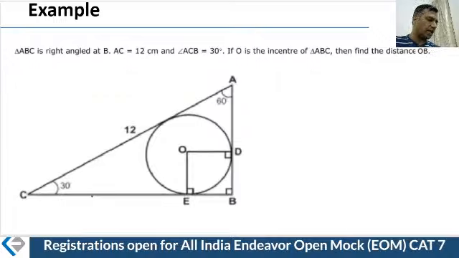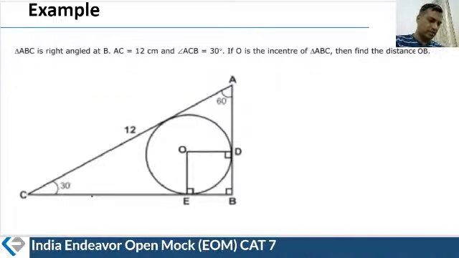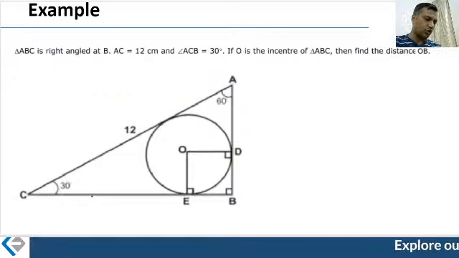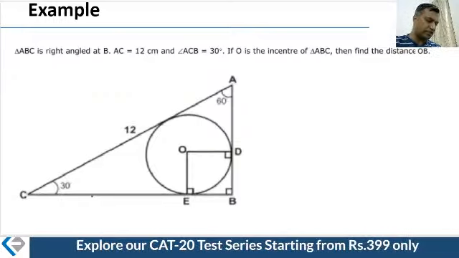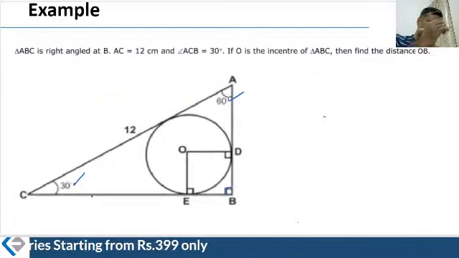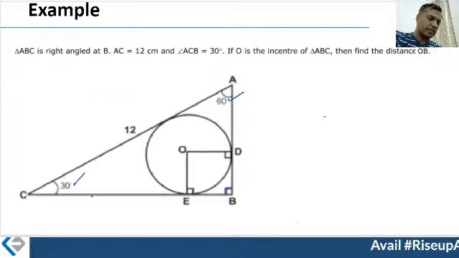Okay. Triangle ABC is right angled at B. AC is equal to 12 units. Angle ACB is 30 degrees, and we have drawn the figure here already. Given this is 30, this is 60, therefore this is 90. Technically, you are trying to say that ABC is a 30, 60, 90 triangle.